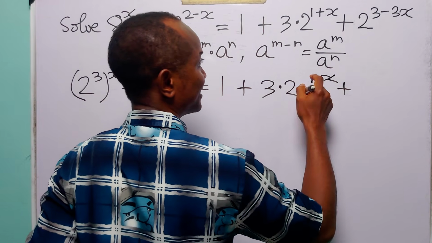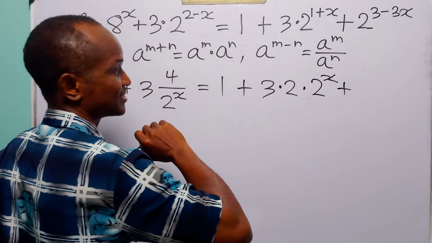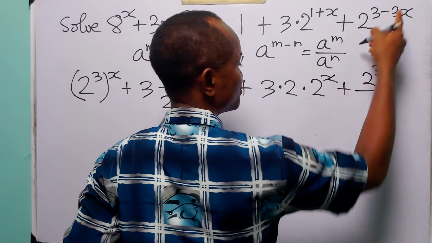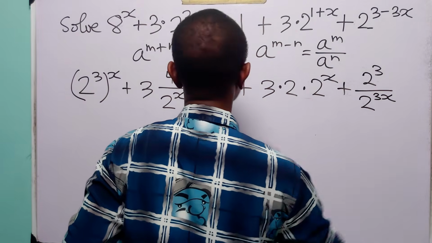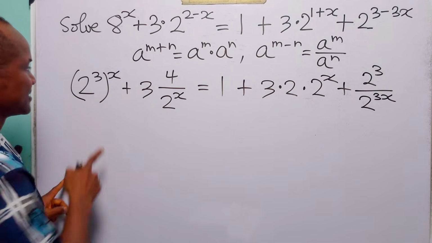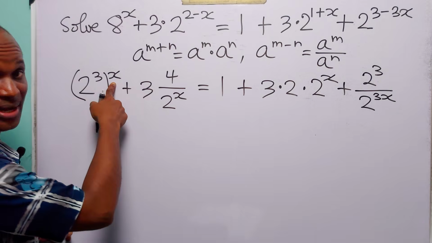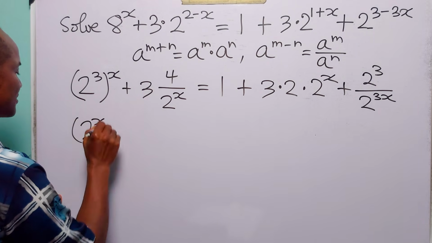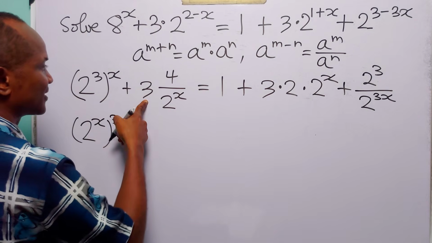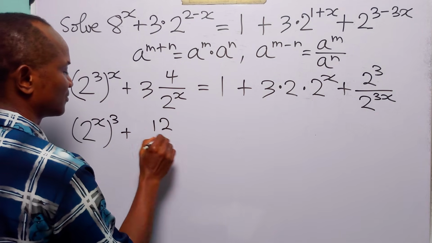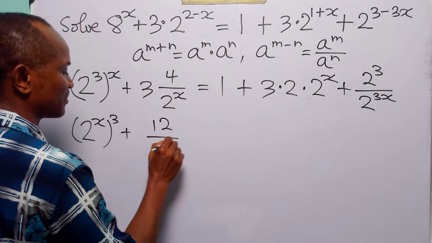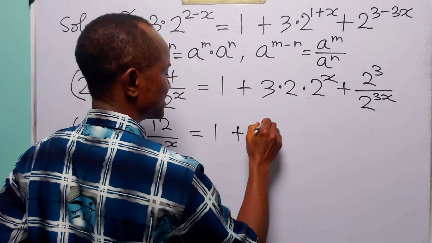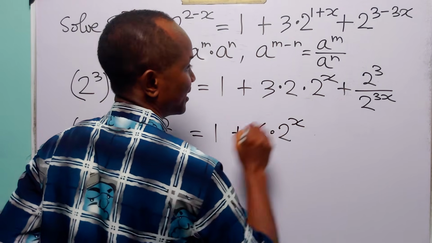And when we apply the second law to this last term, we have 2 to the power 3 divided by 2 to the power 3x. Now, from our laws of indices, we can switch the places of these two powers. When we do that, then this term becomes 2 to the power x cubed. 3 times 4 is 12 divided by 2 to the power x. This is equal to 1. 3 times 2 is 6 times 2 to the power x.